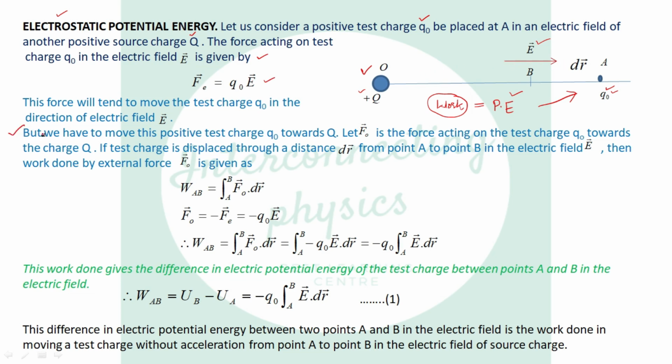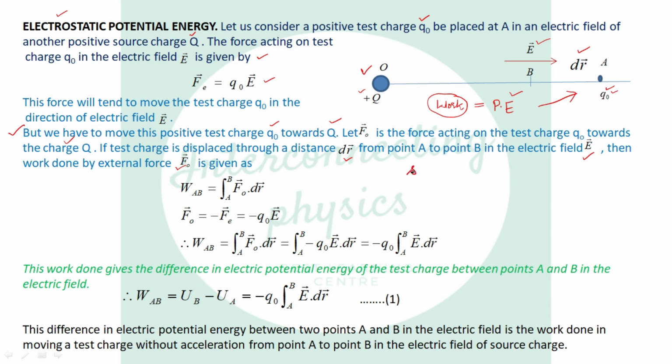But the main point lies here. We have to move this positive test charge towards Q. Let F naught be the force acting on the test charge Q naught towards the charge Q. If the test charge is displaced through a distance dr vector, you see here dr vector, from point A to point B in the electric field E, then work done by external force is.